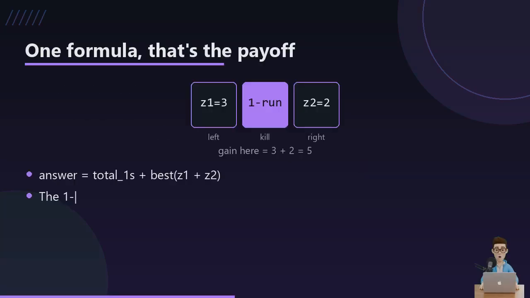Now the moment it all clicks. Final score equals your original count of ones, plus the biggest left plus right zeros you can find around any single one run. The one run you erase cancels itself, so it never even appears in the math. That mystery number I teased at the start, it was Z1 plus Z2 all along.